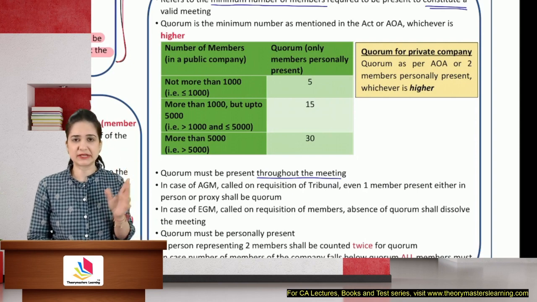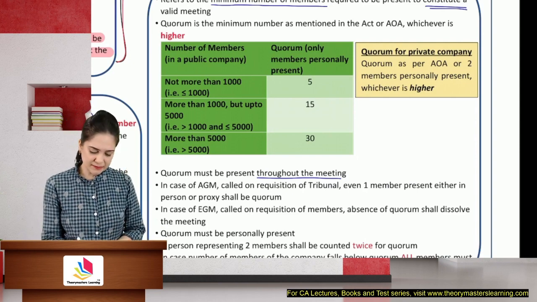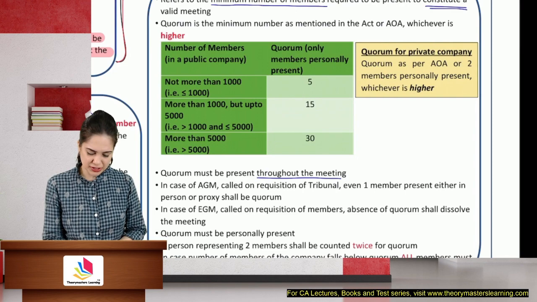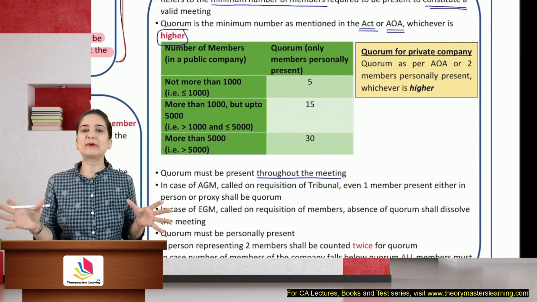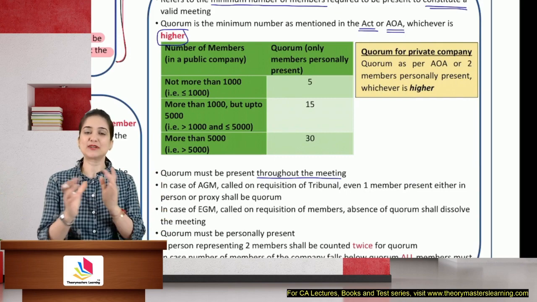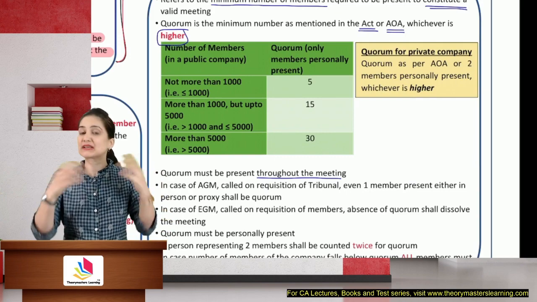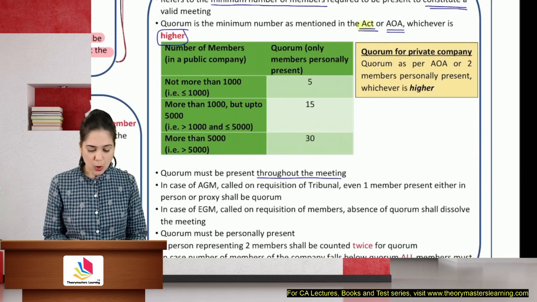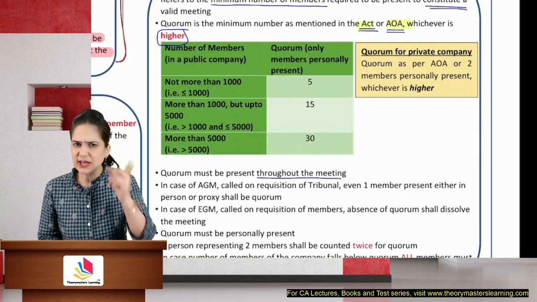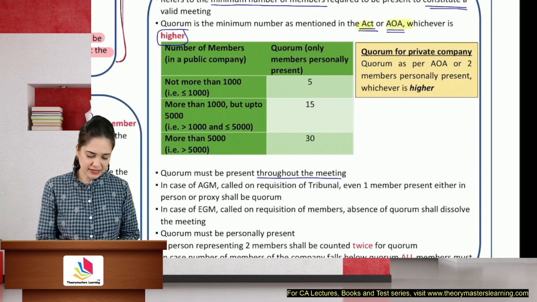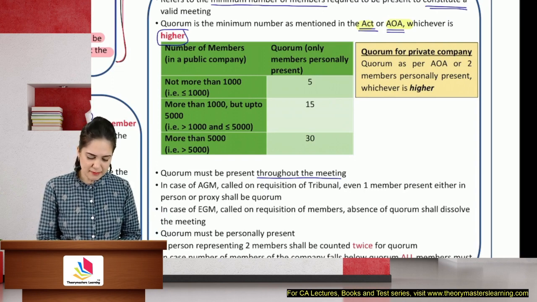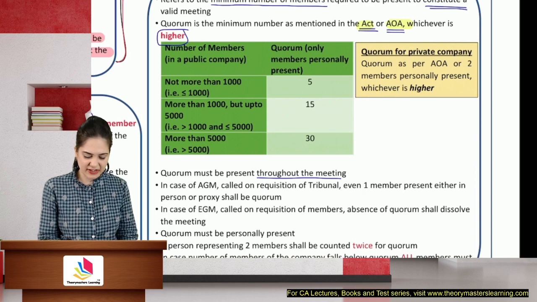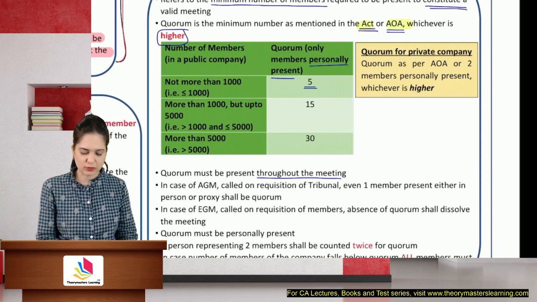Quorum must be present. Now, quorum refers to the minimum number of members mentioned in the act or articles, whichever is higher. We want that maximum people should be present in the meeting and they should take decisions for the company. We want maximum of them to participate. So it is the number mentioned in the act or articles, whichever is higher. If you are a public company, then in case of a public company, if members are 1,000 or less, then 5 members should be personally present to constitute quorum.